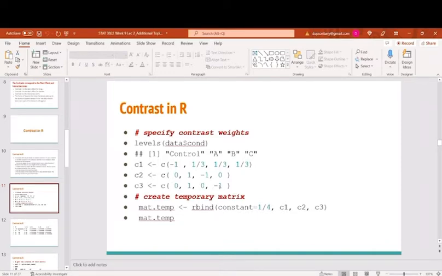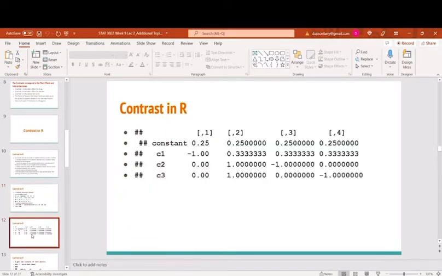This is the way we can set up the 3 contrasts they mentioned in the statement. Is there anyone who doesn't really understand that? Now, I'm going to create a temporary matrix. What am I showing you now? How to do that in R. You can copy this into your R console, and you're going to see it run. At the end of the day, you're going to set up something like this.